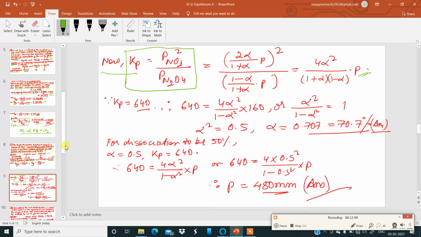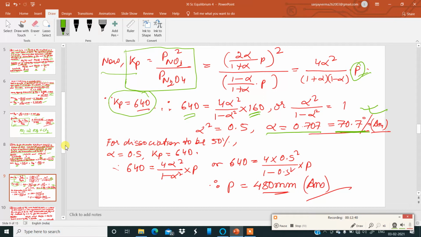Now we know since Kp is given 640, so instead of this Kp we put 640 over here, and the equilibrium pressure is given 160, so put the value of 160 over here in place of this P and get the value of alpha. Alpha we have got 0.707 or 70.7%. So this is the degree of dissociation of dinitrogen tetroxide at the given temperature.